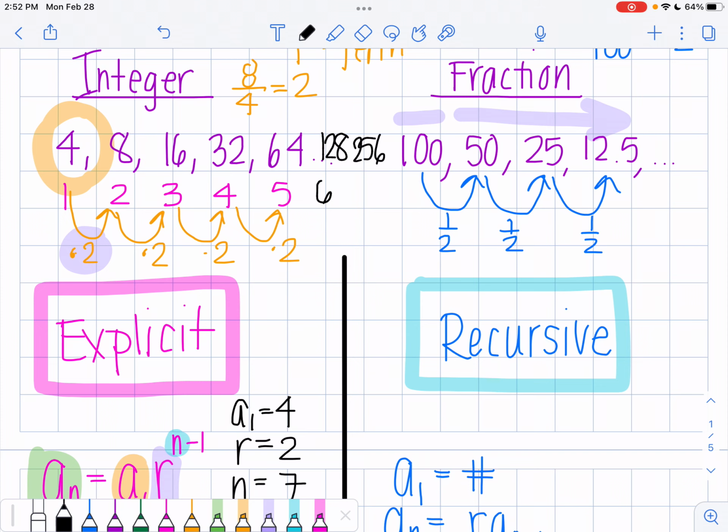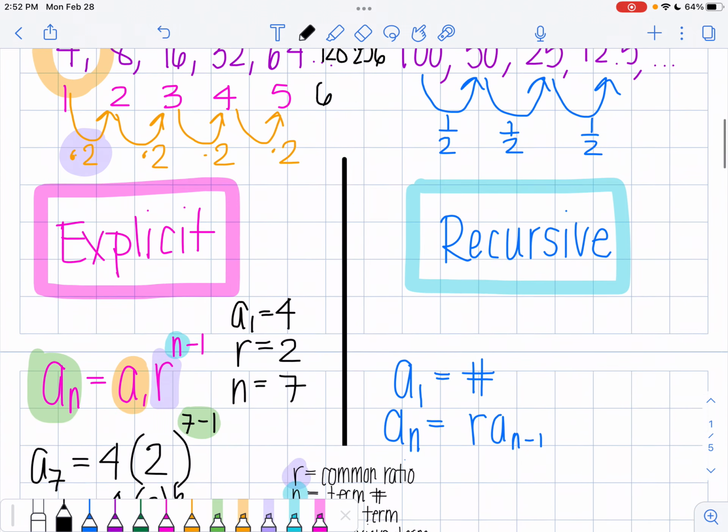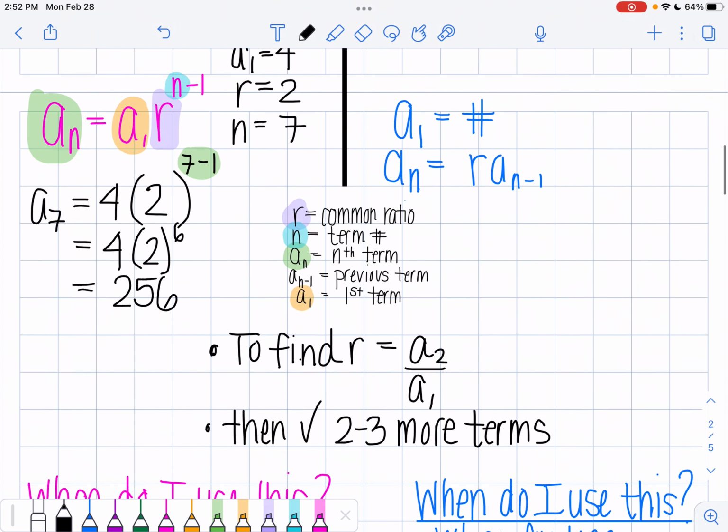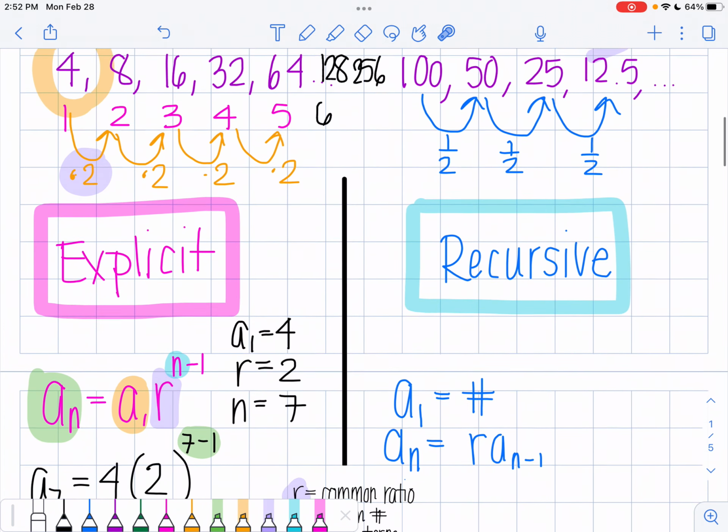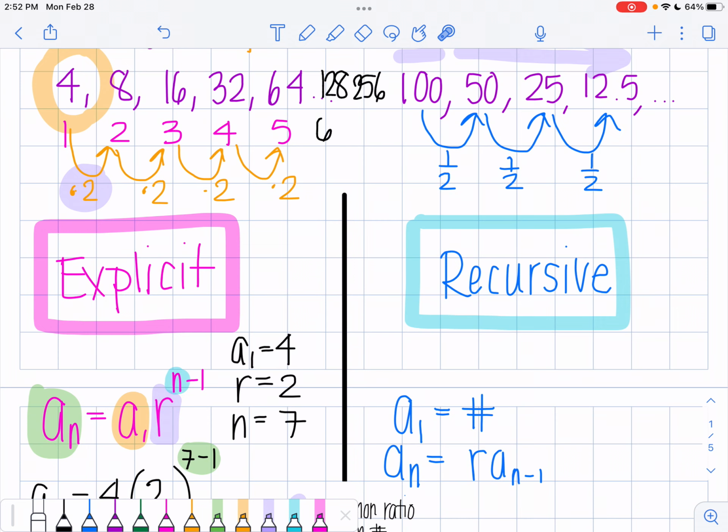All right, let's go over here and talk about the recursive formula. So the recursive formula, I'm looking right here. We have to have 2 pieces of information. We have to have my first term, and we'll use this list up here: 100, 50, 25, 12 and a half. In this case, my first term is equal to 100. And we also need to know our common ratio, which we found was a half.